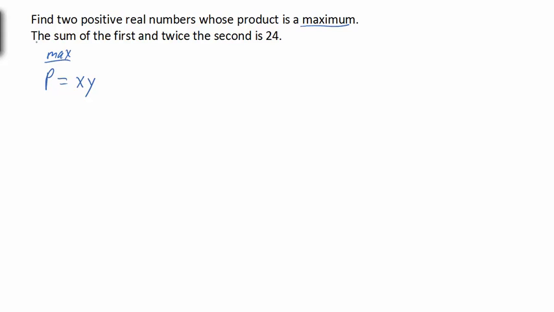But now it says the sum of the first and twice the second equals 24. So if I let x be my first number, we can label y as our second number. That may be helpful for you. So it's saying if we take the first number, which is x, and we add it, because it says the sum, to the second number, but it says twice the second. So if we're looking at twice the second, that means 2 times y, and that's equal to 24.